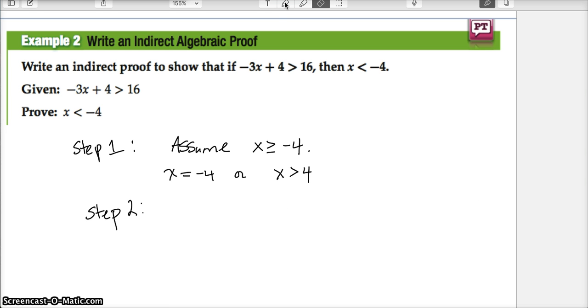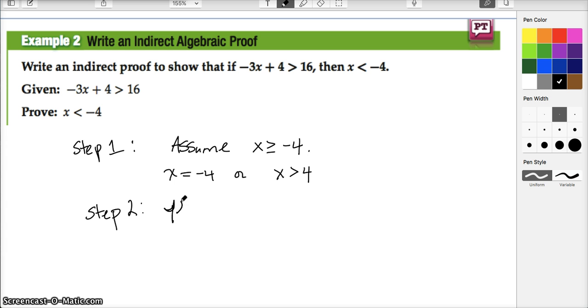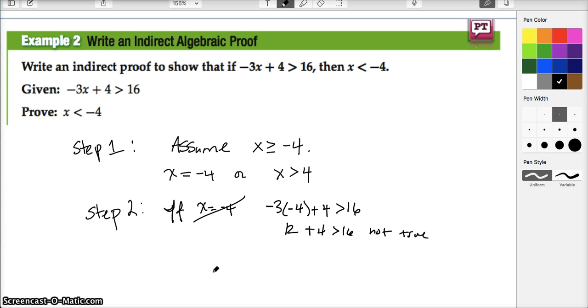The first situation that we're assuming is that if x equals negative 4, then negative 3 times negative 4 plus 4 has to be greater than 16. But when we do the math, we get 12 plus 4, and 16 greater than 16 is not true. So we know that this can't be the case.